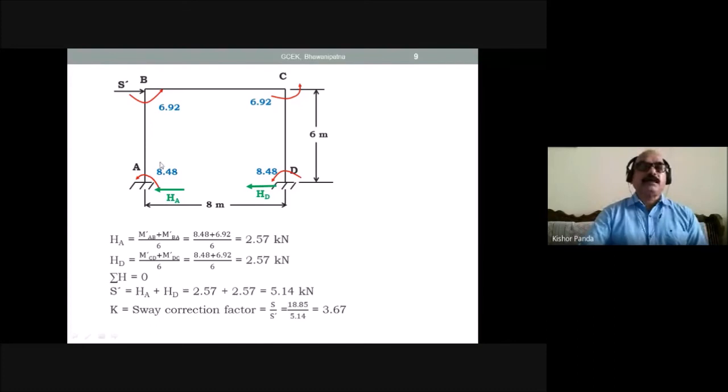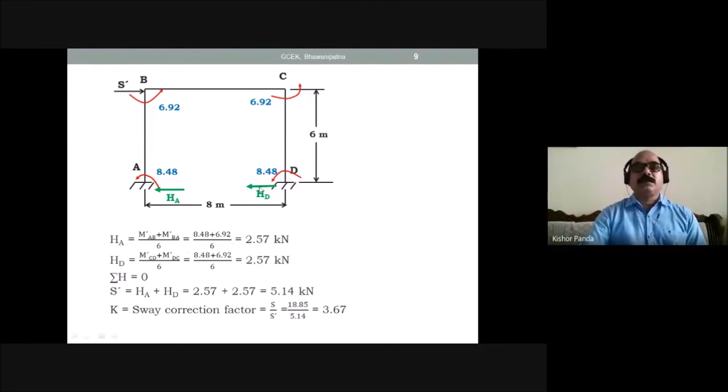So once again you take the moment about this joint for this vertical member AB. You take the moment about the joint B. So what you have to do? This is the horizontal reaction at the end D. So when you take the moment about joint B, HA into 6 is rotating clockwise, and the moment is given anti-clockwise. So HA into 6 is equal to MAB plus MBA, M dash AB plus M dash BA. So HA is equal to 2.57 kilonewton.